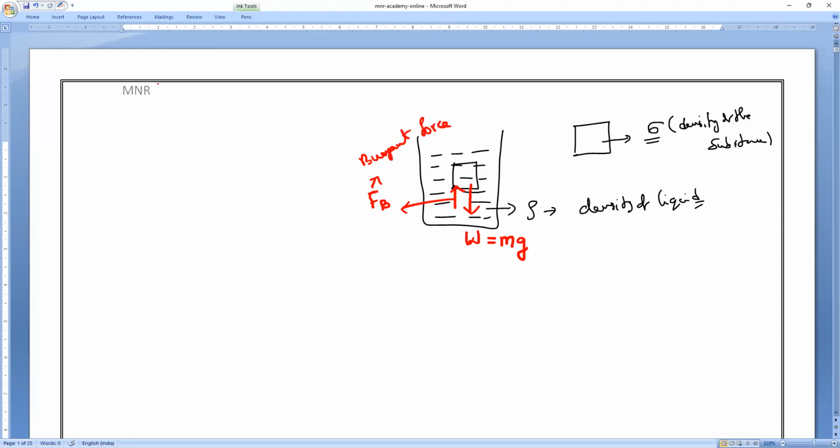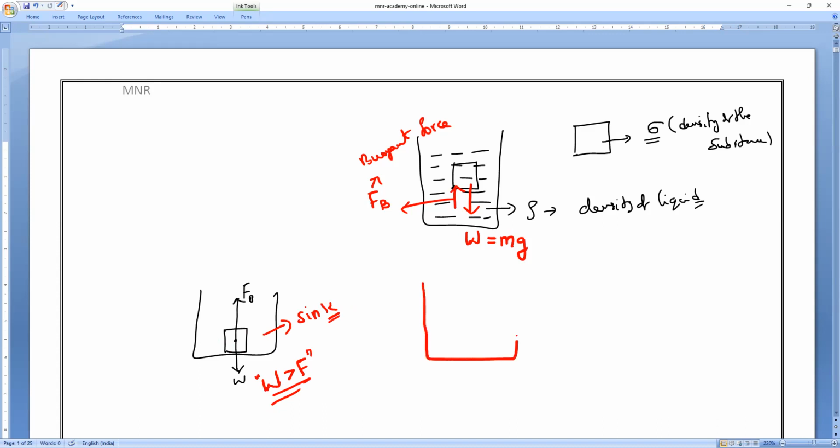So now we have three cases, which we saw yesterday. One is the object will completely sink. It will go and settle at the bottom. By that time it will experience two things: the weight of the object, and the buoyant force in the upward direction. Which is greater in the sinking case? The weight of the object is heavier than the buoyancy force experienced from the liquid. So the object will sink. Clear?